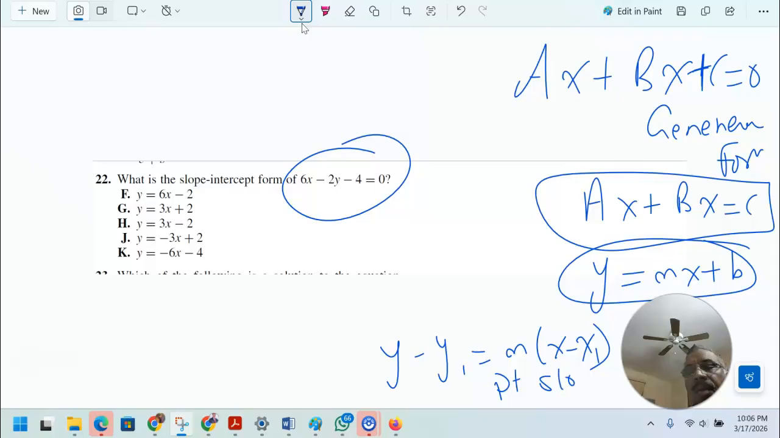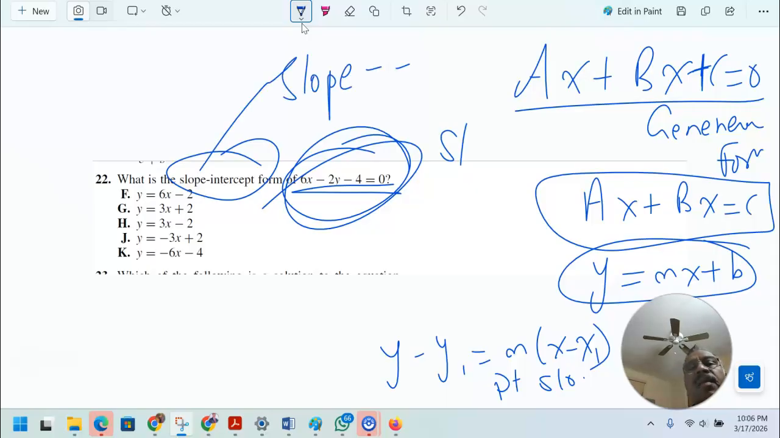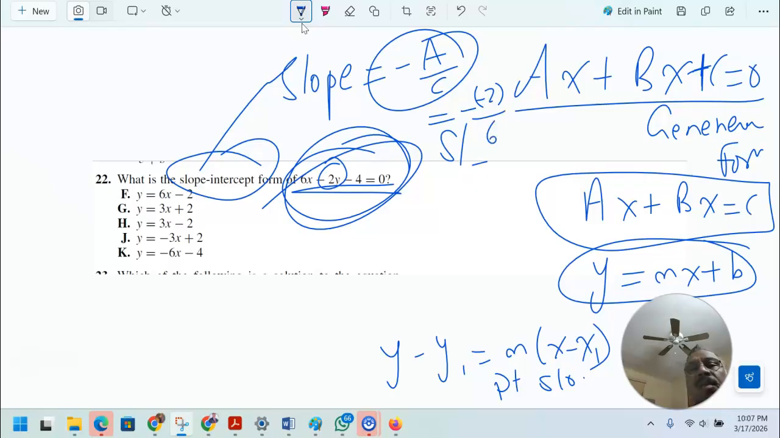So there are a lot of forms. If they ask only for the slope, it is minus a over b. That's what I was trying to say. So that means this is minus of minus 2, divided by 6. So you get plus 2 over 6, which is 1/3.